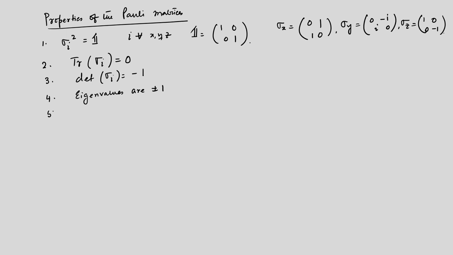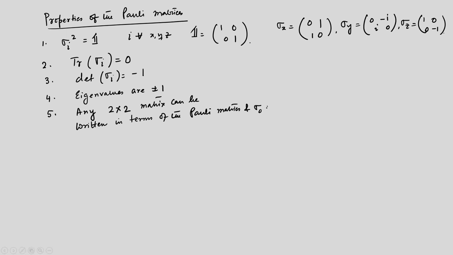There is another very interesting property: any 2 by 2 matrix comprising 4 entries, say a, b, c, d, can be written in terms of the Pauli matrices and sigma 0, which is the identity matrix, or you can call it the 1 that we have written earlier.